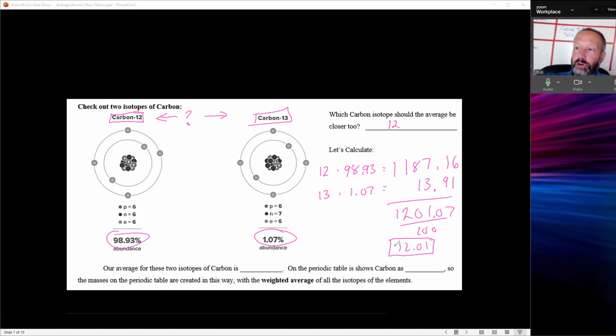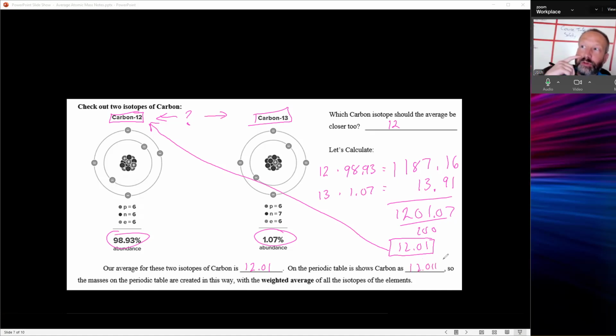Now let's check our work. Is 12.01 closer to 12 than 13? Because we predicted it should be closer to 12 and not 13, and it is. Now check this out. Go look at carbon on the periodic table. We got 12.01. And on the periodic table, officially, it's 12.011.